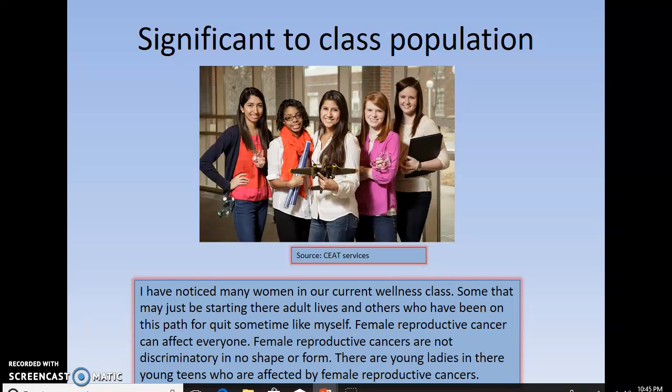So, the significance of the class population: I've noticed many women in our current wellness class, some that may just be starting their adult lives, and others who have been on this path for quite some time, like myself. Female reproductive cancer can affect everyone. Cancers are not discriminatory in any shape or form, especially female reproductive cancers. I guess it doesn't apply to men, but as far as females, it's definitely not discriminatory. There are young ladies and young teens who are affected every day by female reproductive cancers.